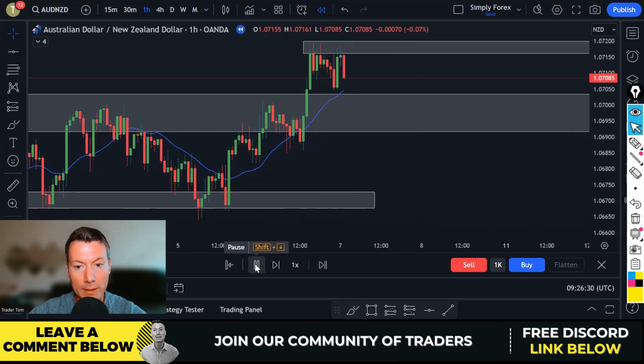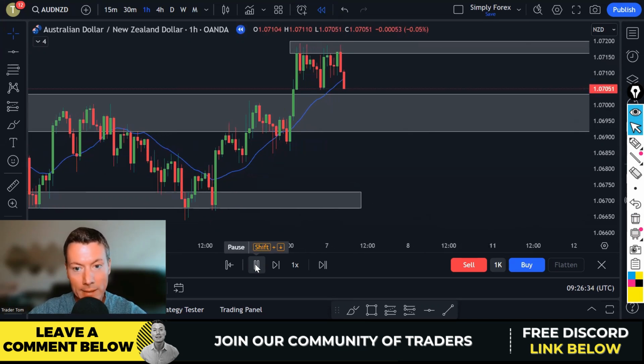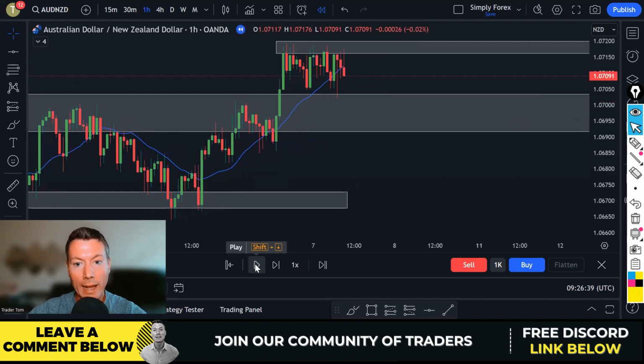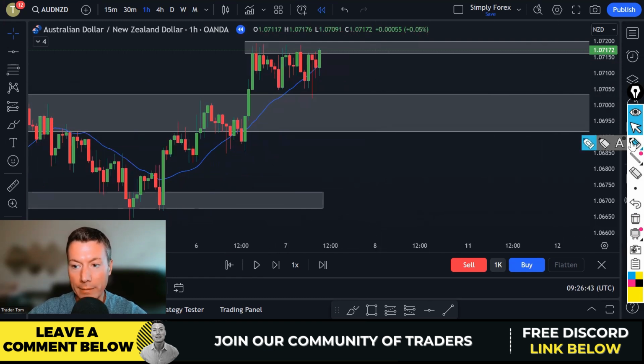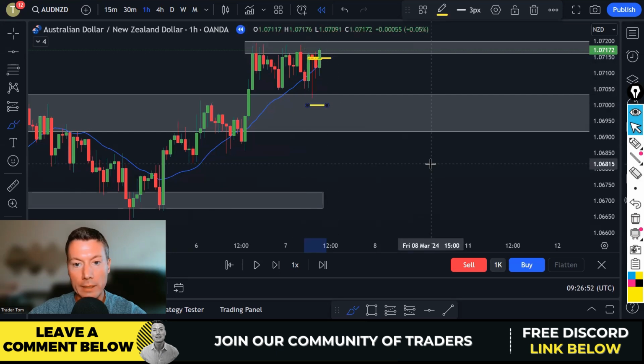So I was looking for price to come down to my gray zone, where eventually it does. There you go, it came down to my gray zone, and then it reacted. Okay. Now, I actually got in on this level here. All right. So let's actually put it in with this pen. So this is where I entered, and my stop loss was here. Okay. Makes sense, right?